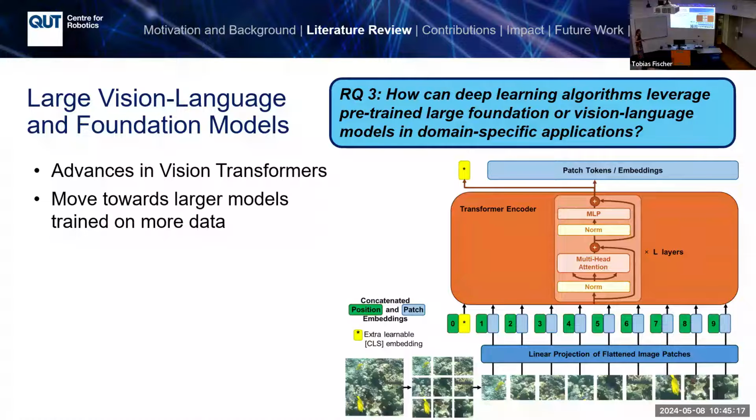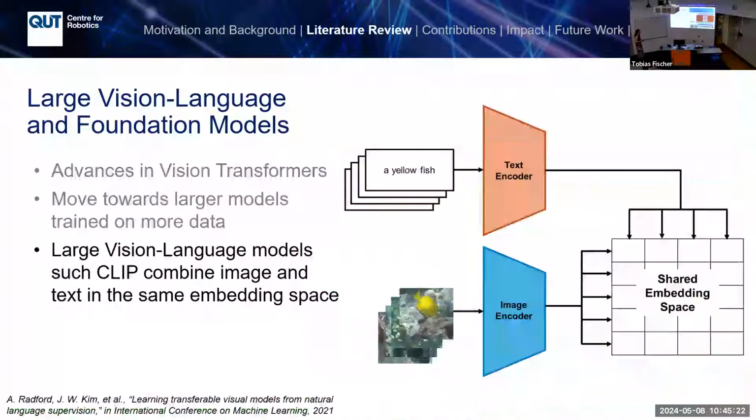So I'll touch on a few of the key advances that I'll use later on in my thesis. So firstly, the large vision language model CLIP. Now this model combines features from natural language prompts and image features in the same embedding space. And here we're interested in whether we can leverage that shared embedding space for a domain-specific task. And I'll touch more on this shortly.